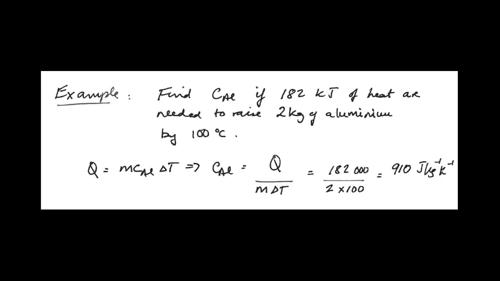Second example, find the specific heat capacity of aluminium, c_Al, that is in the solid phase, if 182 kilojoules of heat are needed to raise 2 kilograms of aluminium by 100 degrees centigrade. We take the formula Q equals m c_Al delta T and rearrange it to solve for c_Al as Q divided by m delta T. And putting in the numbers, we find that the specific heat of aluminium in the solid phase is 910 joules per kilogram per Kelvin.